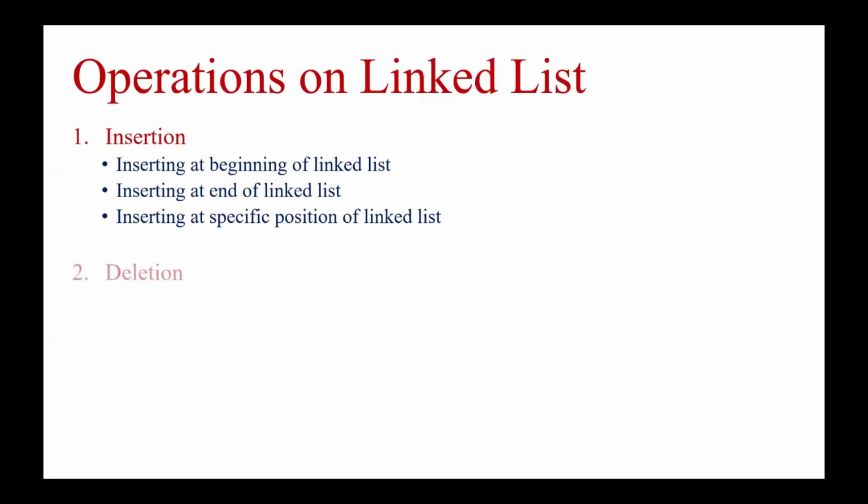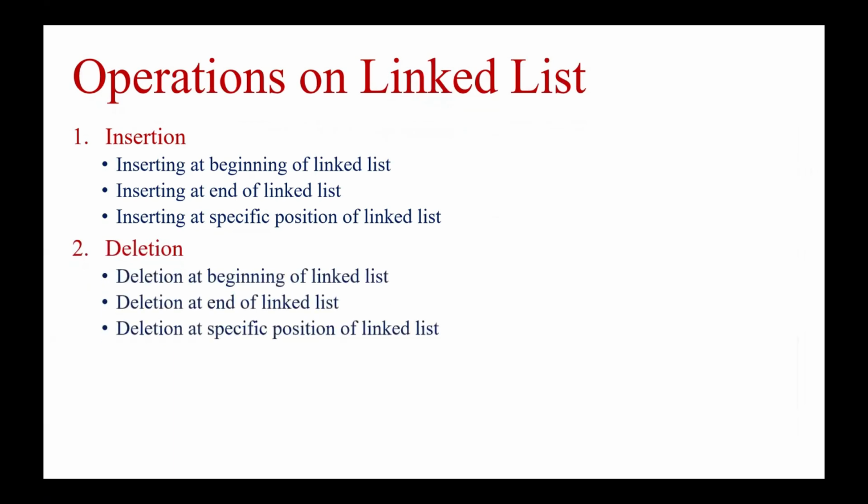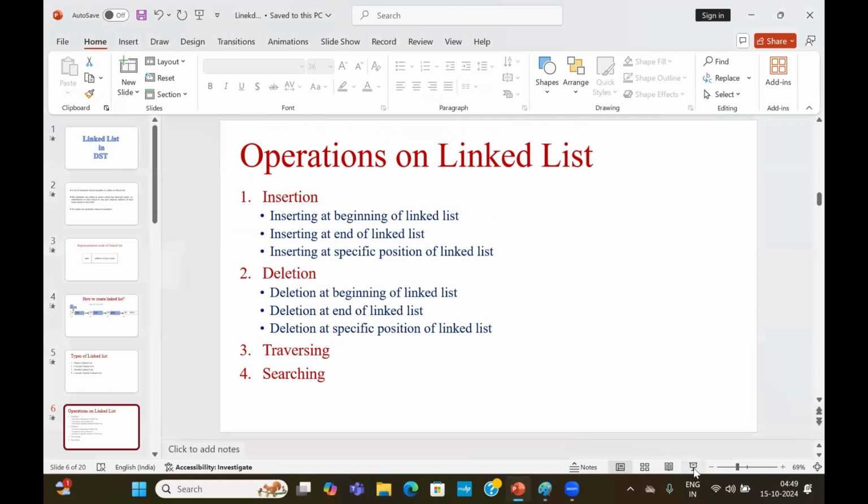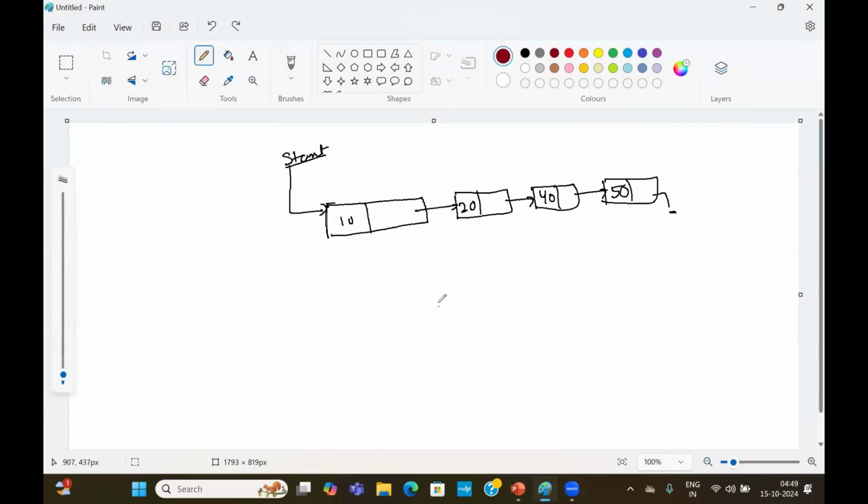Then the next operation is deletion. Deletion can be done at the beginning of the linked list, at the end of the linked list, and at a specific position. First we have to understand what this means. First we delete from the first position. This element is the first position.